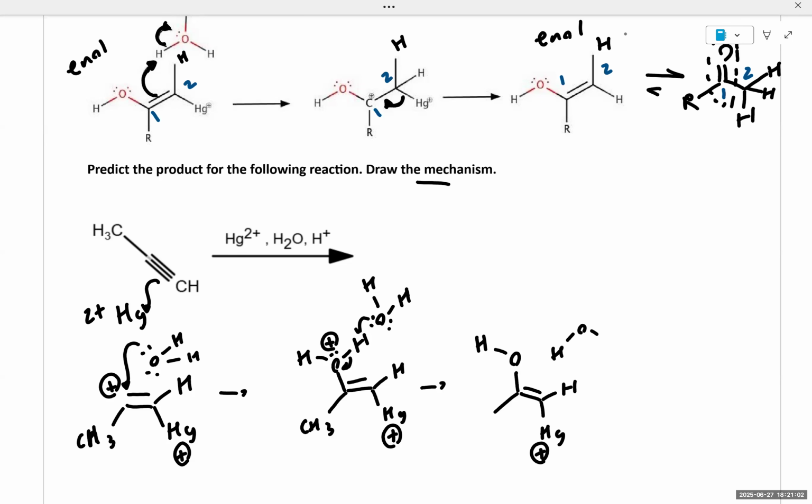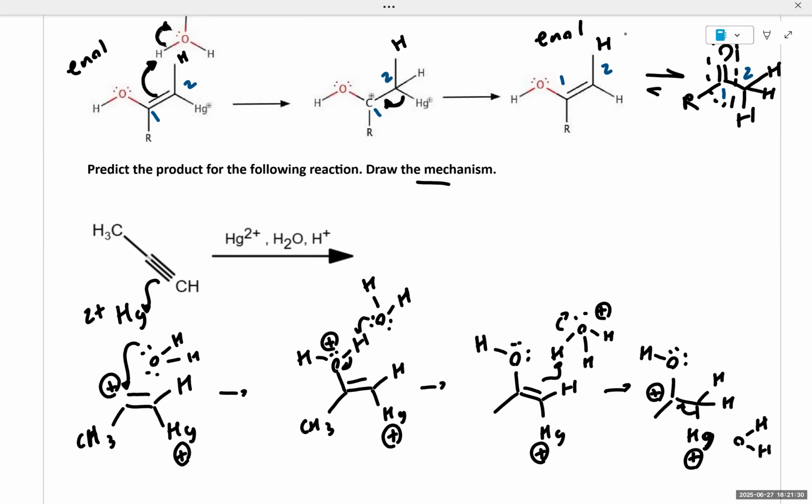From here, we protonate our carbon-carbon double bond at the most nucleophilic carbon, which is the alpha carbon. And here we have elimination of the mercury ion. It could be water could help facilitate that elimination, but you can also just see elimination and loss of your mercury atom.